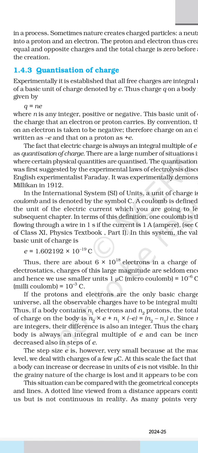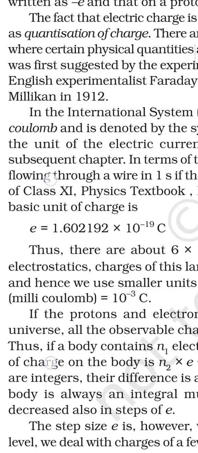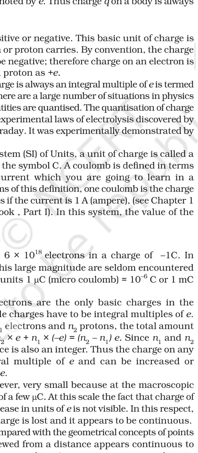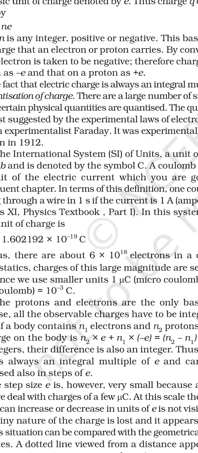The SI unit of charge is coulomb, denoted by C. A coulomb is defined in terms of the unit of electric current, which you are going to learn in the subsequent chapters. Electron charge e is 1.6 into 10 power minus 19 coulomb. Thus, there are about 6 into 10 power 18 electrons of charge in minus 1 coulomb. In electrostatics, charges of this large magnitude are seldom encountered. Hence, we use smaller units, that is 1 microcoulomb, which is 10 power minus 6 coulomb, and millicoulomb, which is 10 power minus 3 coulomb. If protons and electrons are the basic units of charge in the universe, all the observable charges have to be integral multiples of either.